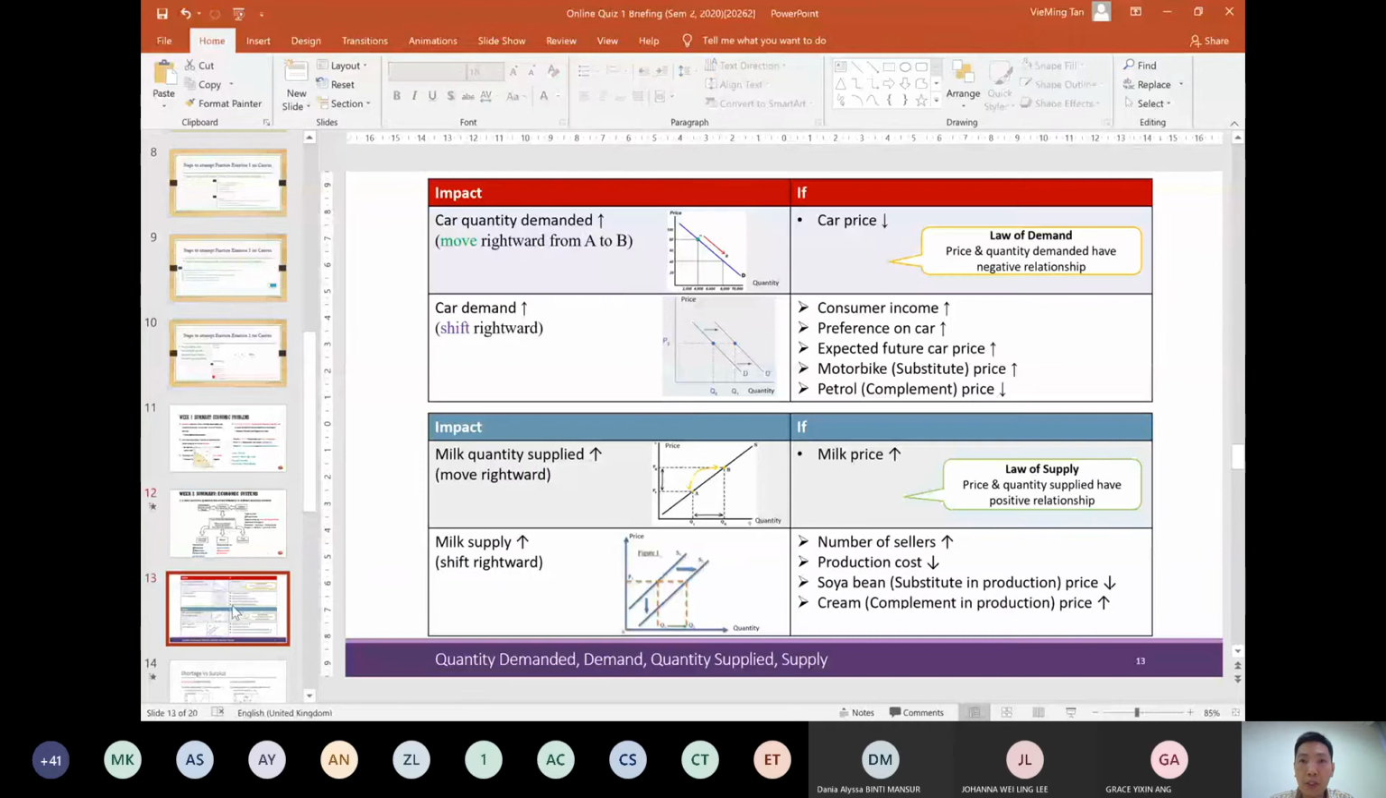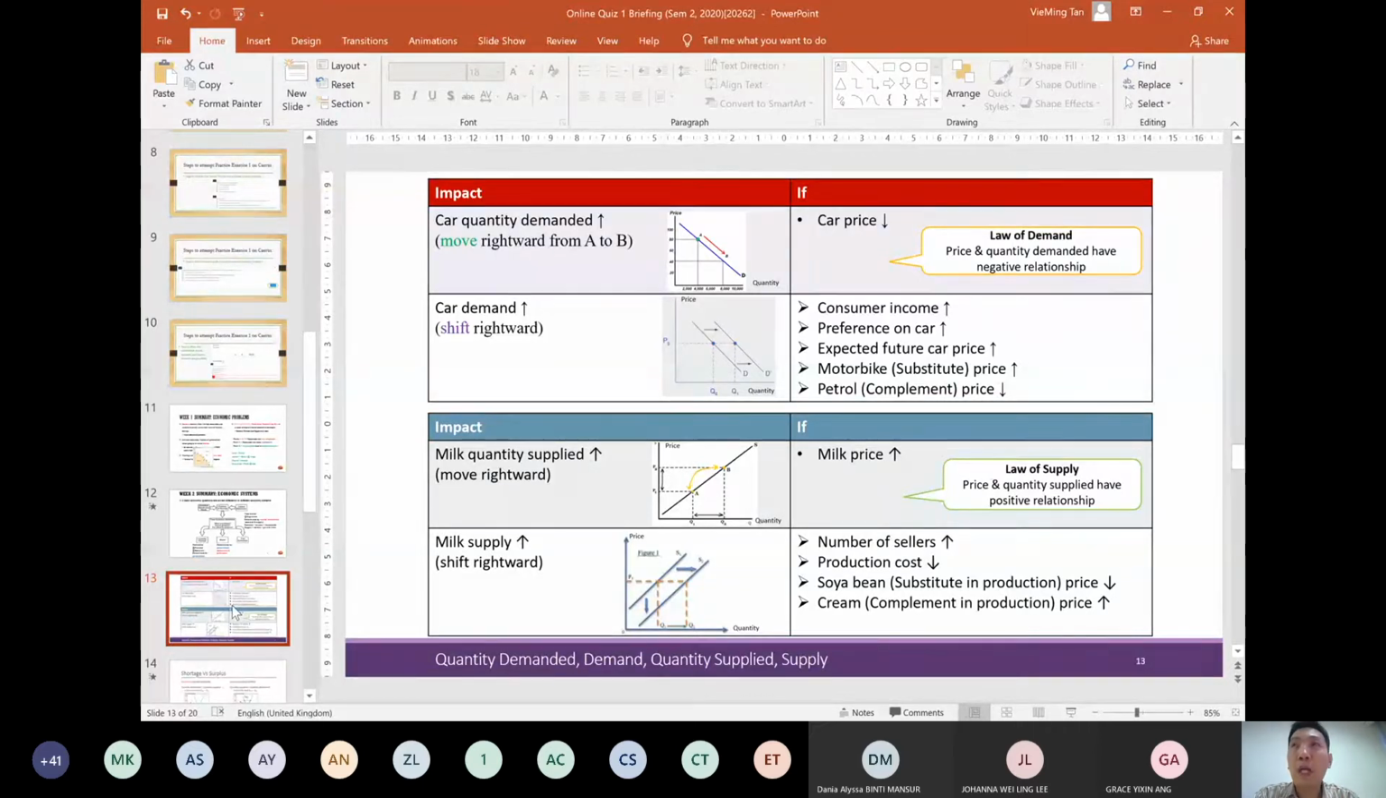Next, chapter 3. Chapter 3 consists of 3 parts: demand, supply, and also market equilibrium. There are 3 sections for chapter 3. In section 1, we already studied demand.